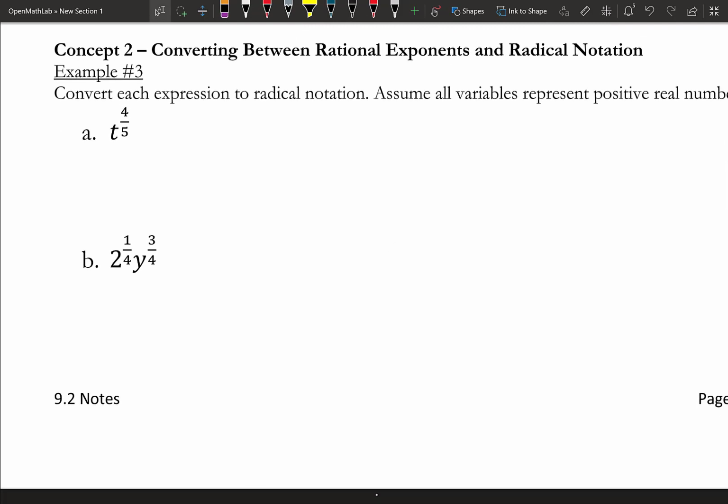So then the next concept, concept 2, is looking at converting between rational exponents and radical notation. So example 3, we want to convert each expression to radical notation and assume all variables represent positive real numbers. So t to the 4/5 would be equal to t to the 4th times 1/5, which equals t to the 4th all raised to the 1/5, which equals the 5th root of t to the 4th.